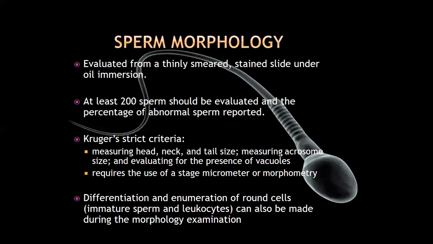In this parameter assessment, we also differentiate cells other than your sperm cells. We term these round cells. These are cells found in the fluid other than your mature sperm cells. This might refer to WBCs or immature sperm cells. This is usually made with the same stained slide that you use for sperm morphology determination.